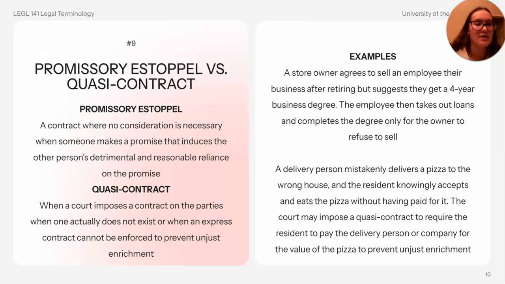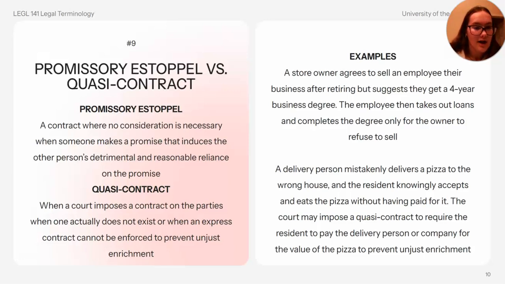Promissory estoppel is a contract where no consideration is necessary when someone makes a promise that induces the other person's detrimental and reasonable reliance on the promise. An example of this would be a store owner who agrees to sell an employee their business after retiring and then suggests that they get a 4-year business degree. The employee then takes out student loans and completes the degree only for the owner to refuse to sell.